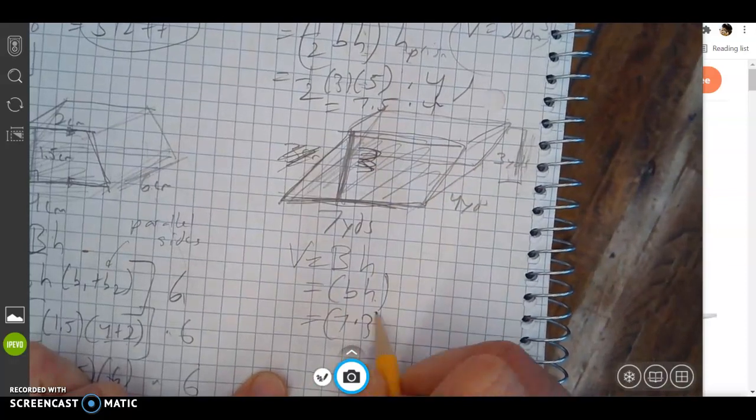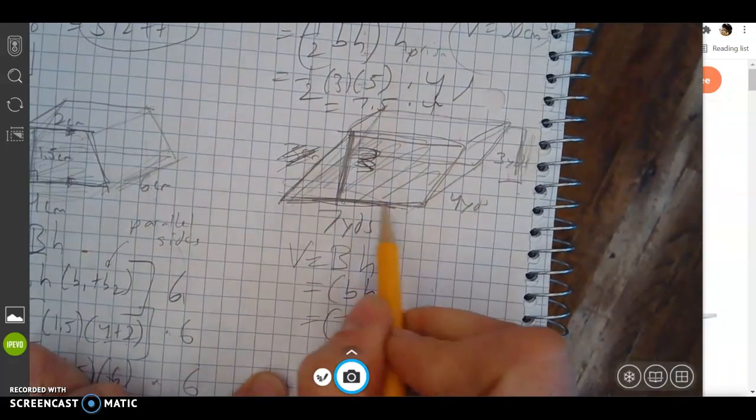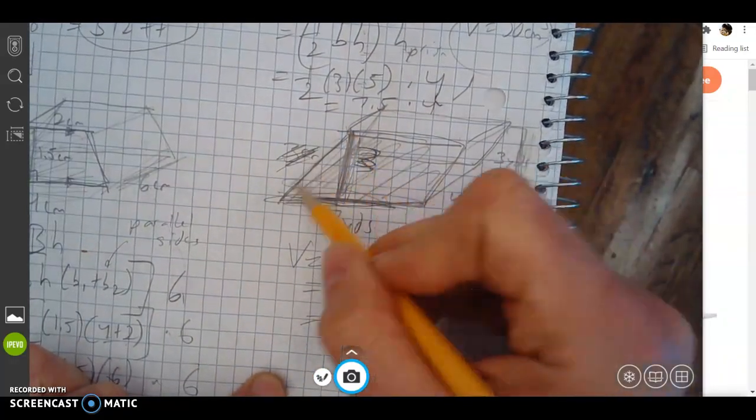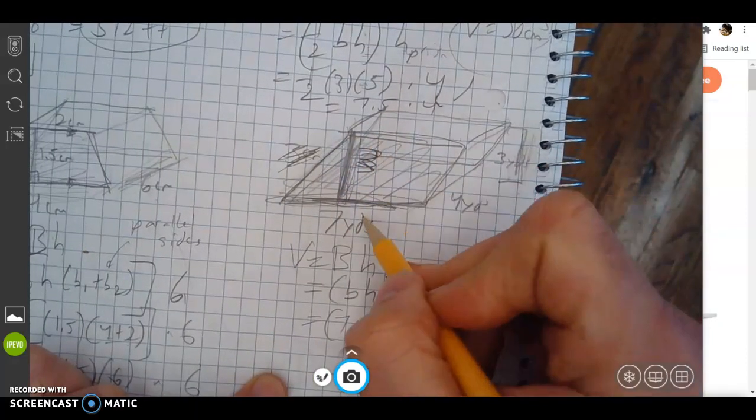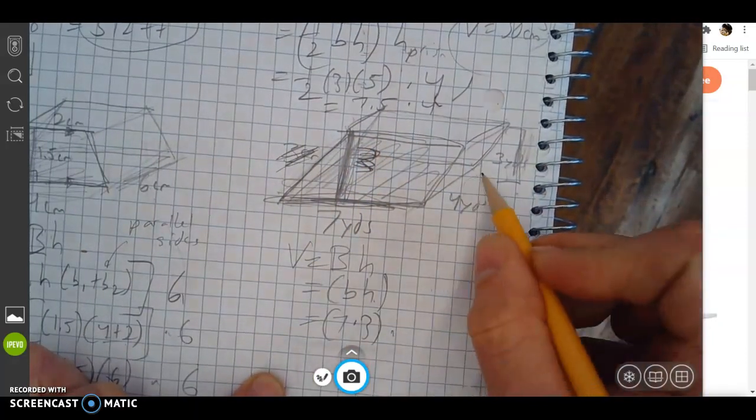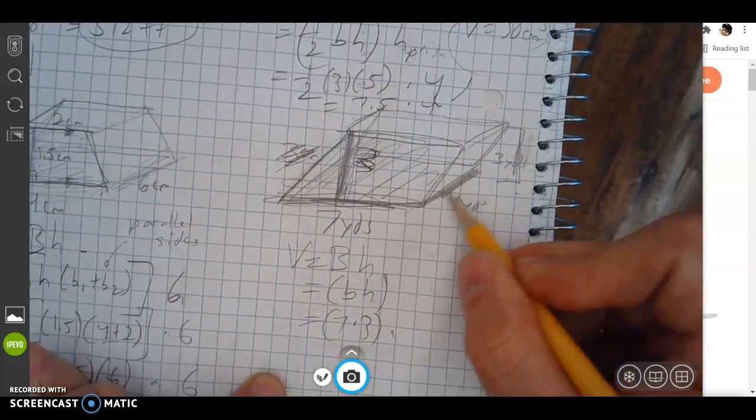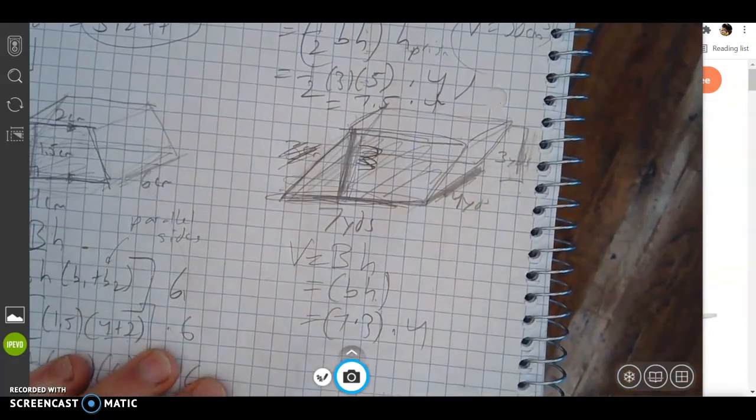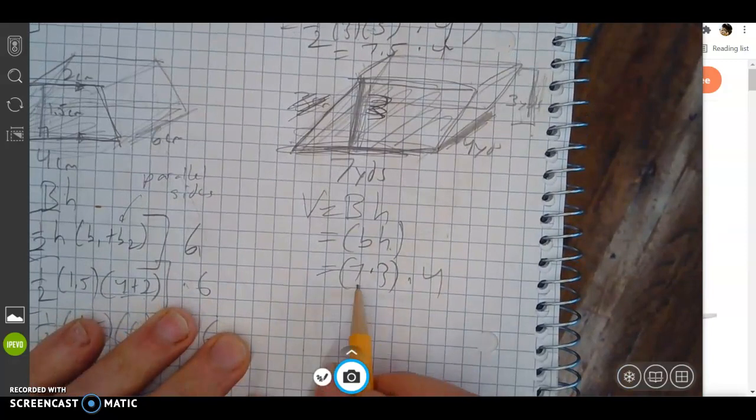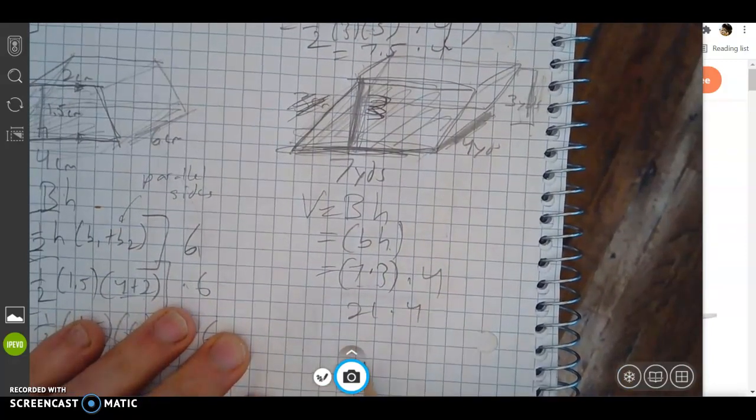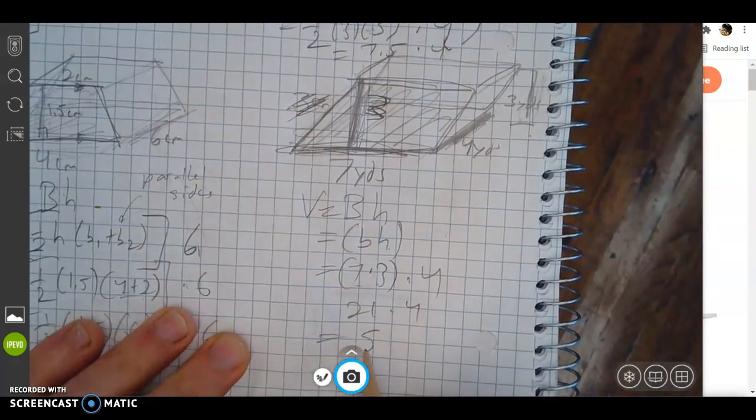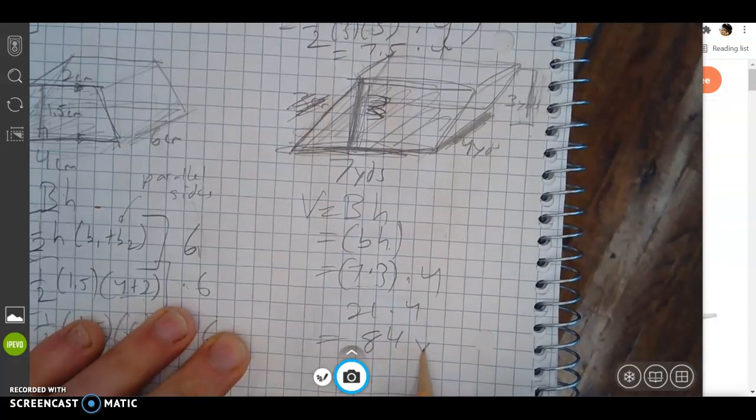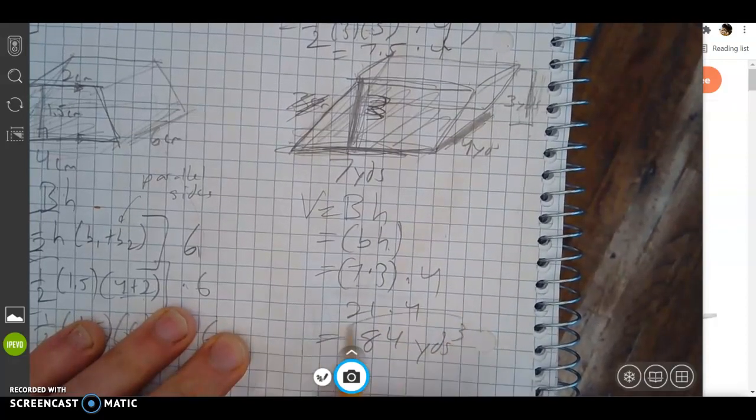So it's 7 times 3 is the area of this parallelogram. Base times height. Not the diagonal height, but the height from the parallel line to the parallel line, right? Times the length or the height of the whole thing would be 4. Cool. So 7 times 3 is 21, times 4 would be 84 cubic yards.